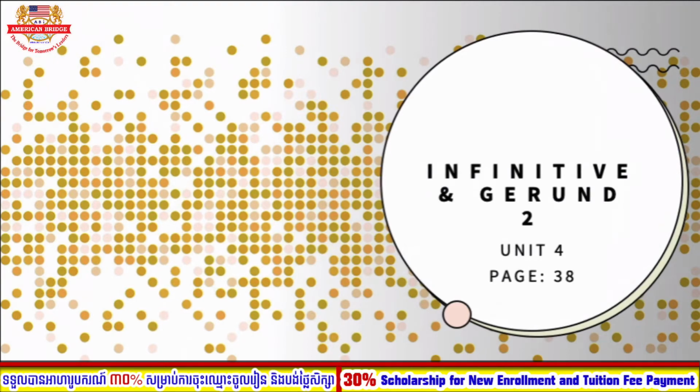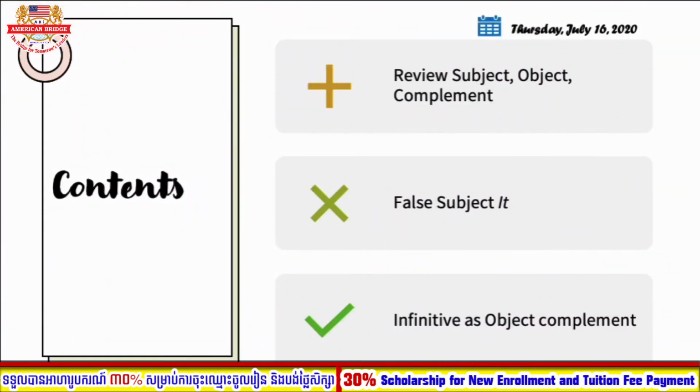So in today's lesson, we are going to review some of the important lessons that you have learned from the previous video. Those lessons are what is a subject, what is an object, and what are complements. We will analyze these concepts in a simple sentence. And another point, you will learn something new, which is the for subject it.